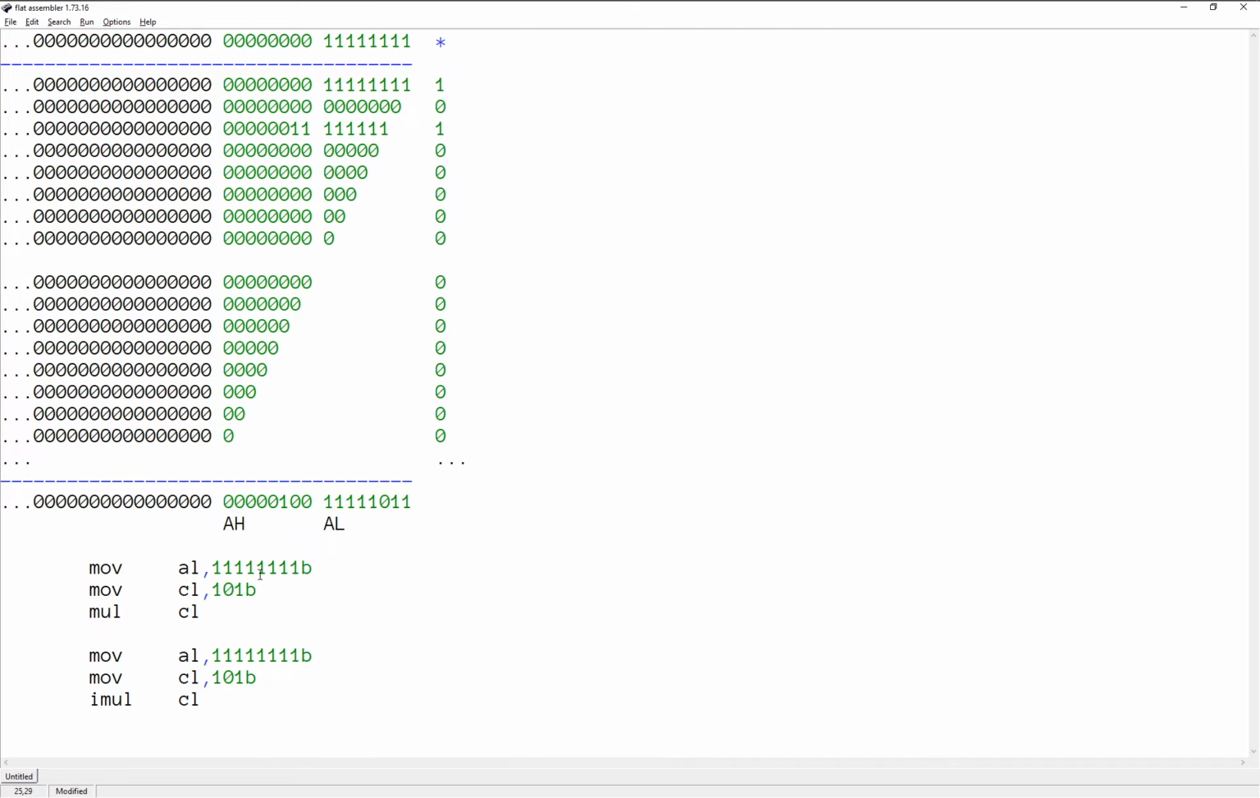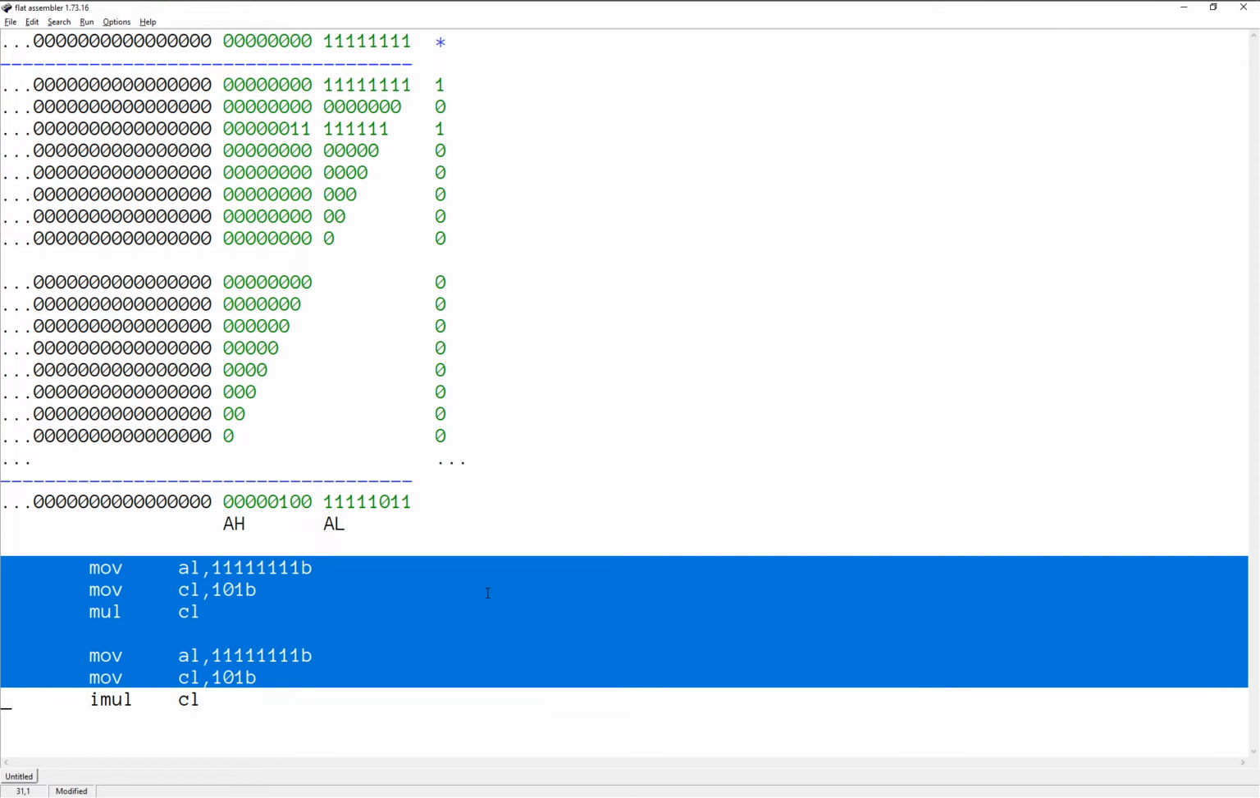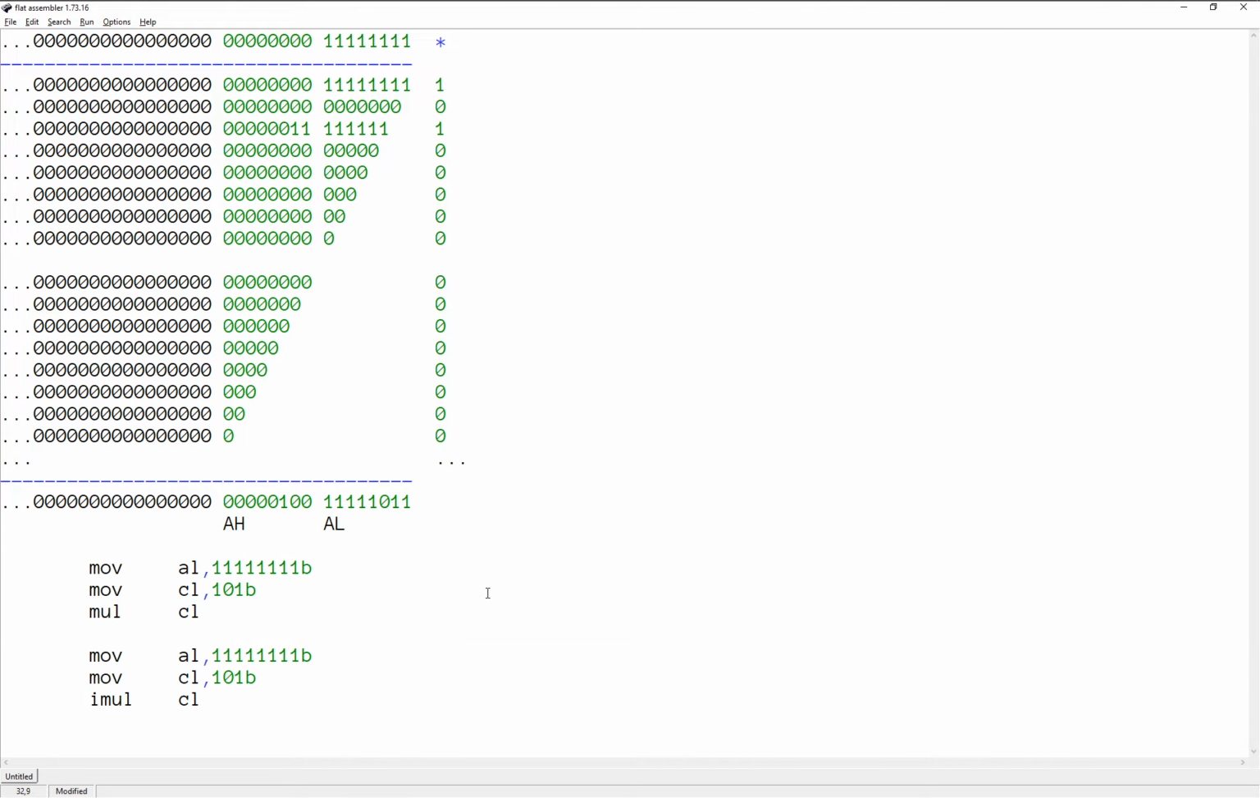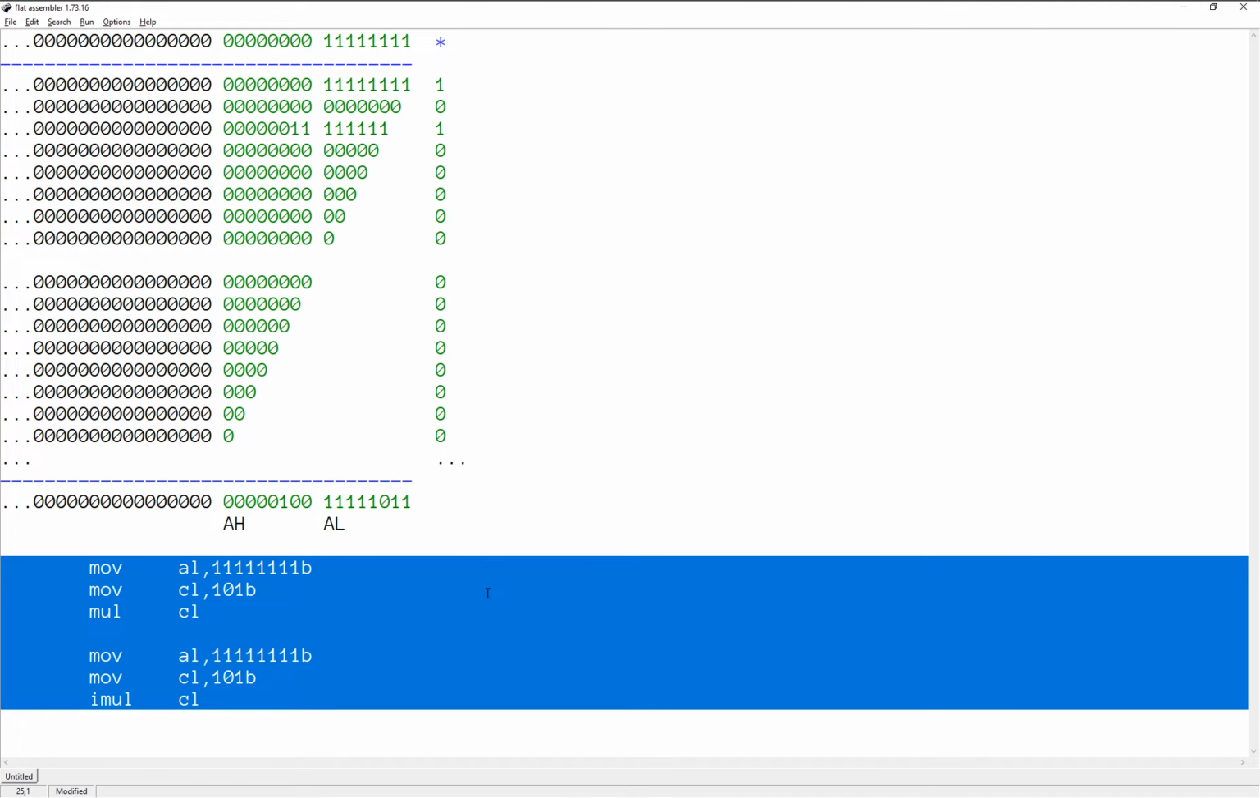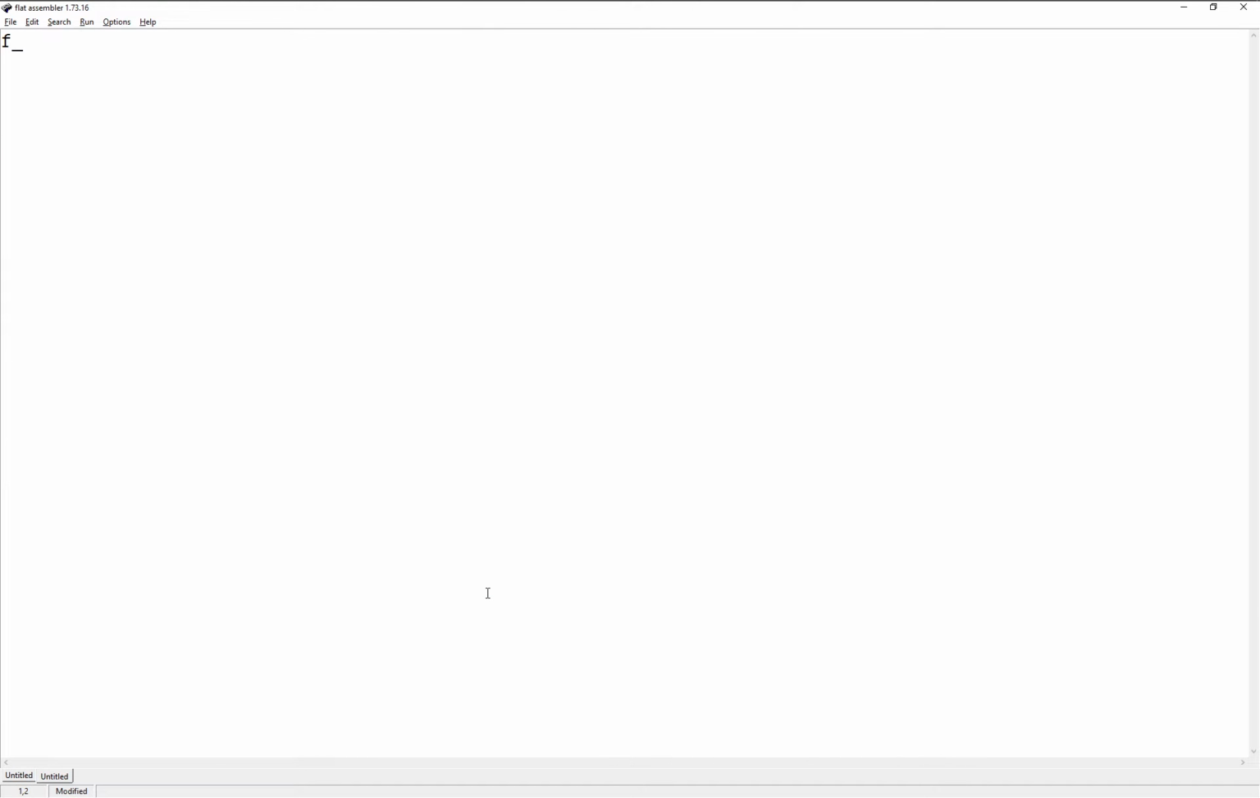If this was 16-bit multiplication or 32-bit or even 64-bit, then the upper half would go into D register, DX, EDX or RDX. So let's take this snippet and test it.